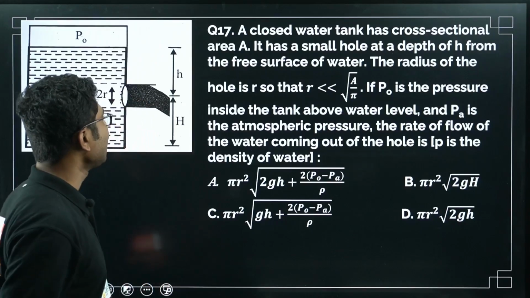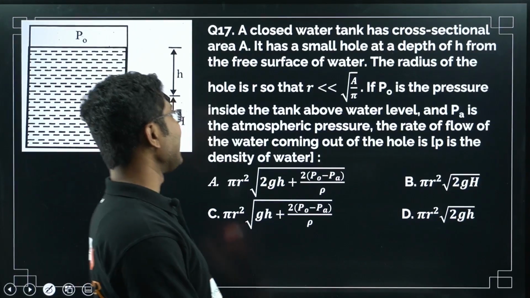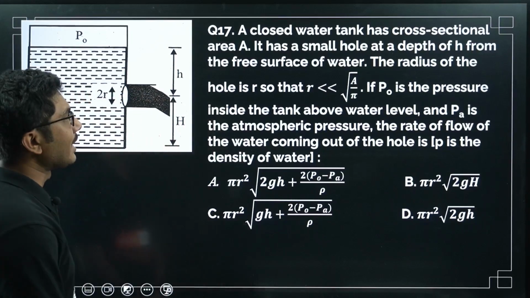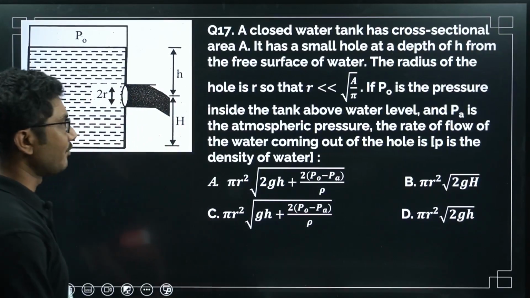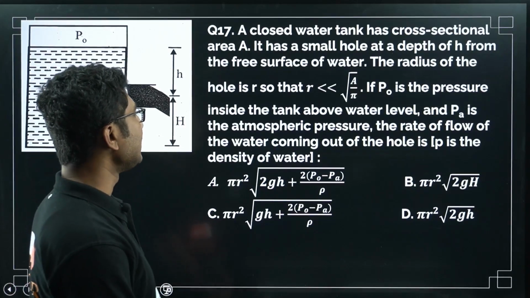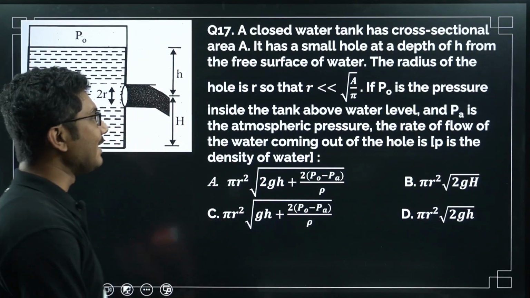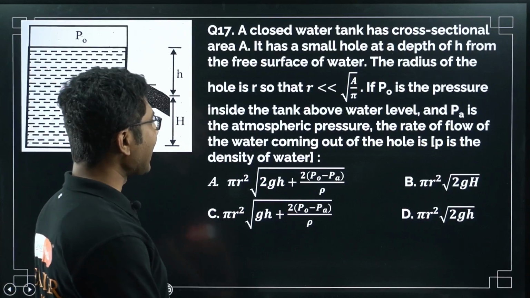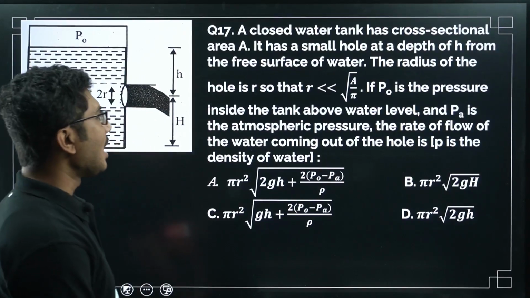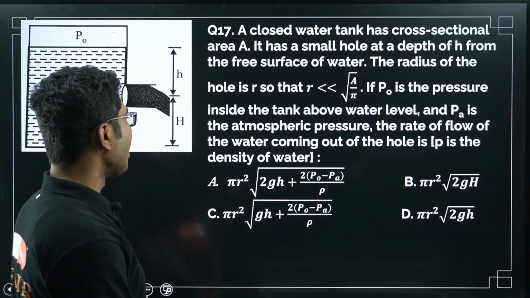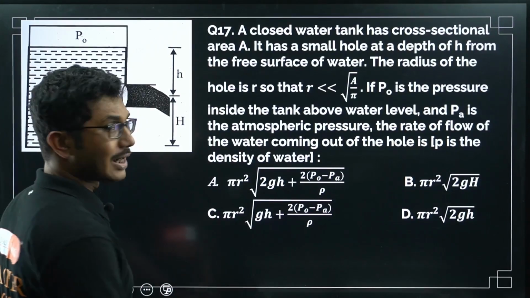Now question number 17. A closed water tank has cross-sectional area A. It has a small hole at a depth of h from the free surface of water. The radius of the hole is r, so that r is less than root of A by pi. If P naught is the pressure inside the tank above the water level and Pa is the atmospheric pressure, the rate of flow of water coming out of the hole is. Okay, so what is the answer?